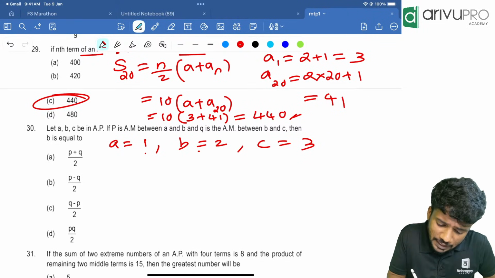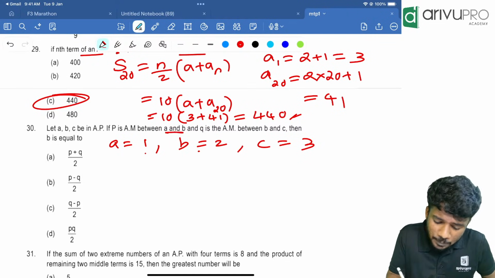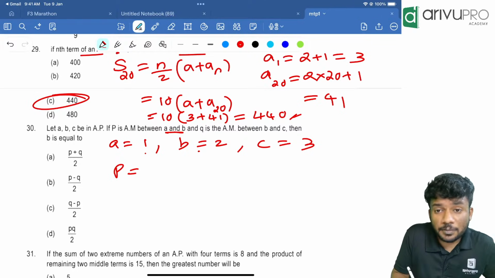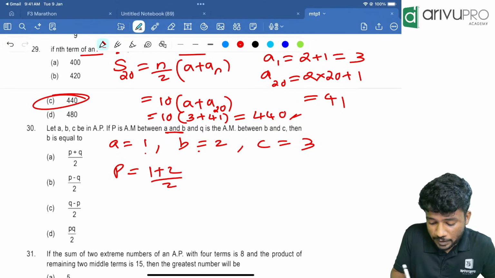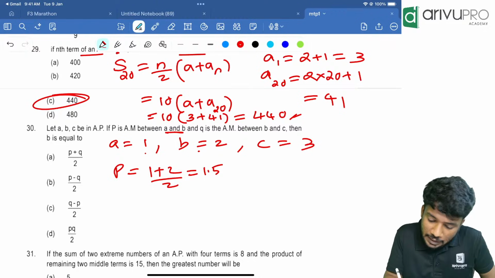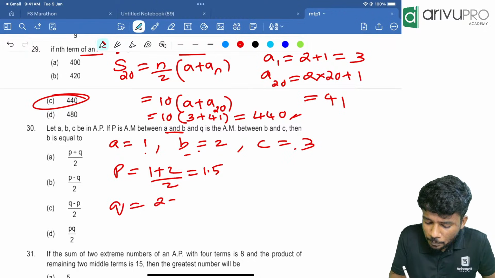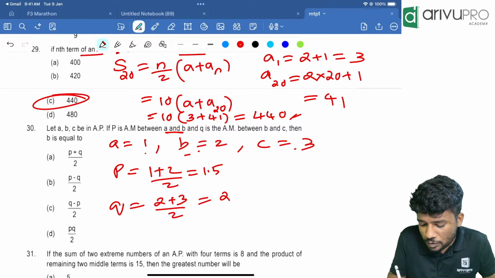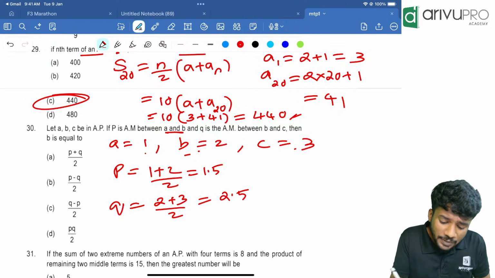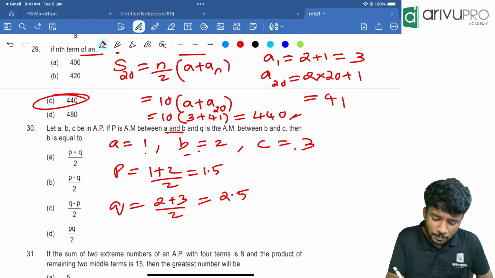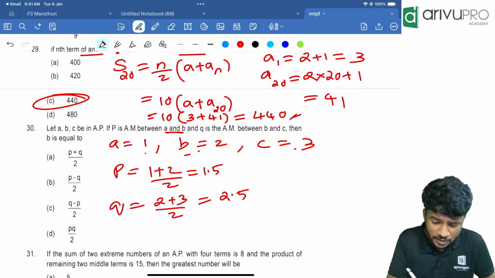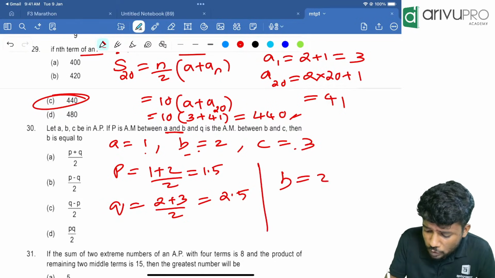Then if p is the AM between a and b, AM means arithmetic mean, p is equal to 1 plus 2 divided by 2, which is equal to 1.5. Then q is the arithmetic mean between b and c, that is nothing but 2 plus 3 divided by 2, which is equal to 2.5. Then b is equal to how much is the question? Try using options. We know that b is equal to 2.